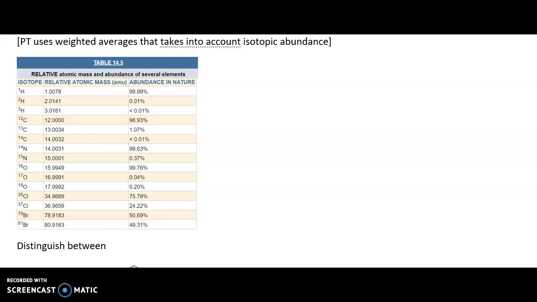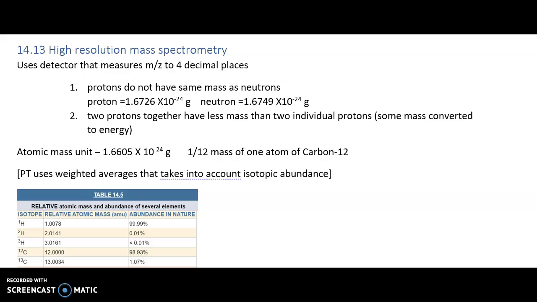Let's do this again. High-resolution mass spectroscopy. This kind of mass spec uses a detector that can measure the mass-to-charge ratio to 4 decimal places. It uses the fact that protons do not have the same mass as neutrons. They vary in these last digits. And 2 protons together have less mass than 2 individual protons.